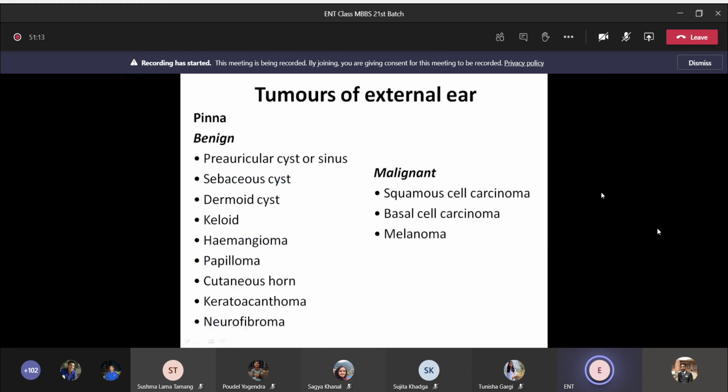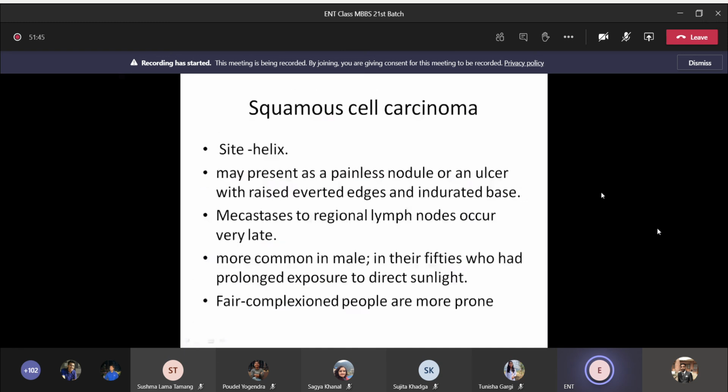Now the tumors of the external ear. First, the pinna. In the pinna, there could be benign or malignant tumors. Benign ones include preauricular cyst or sinus, sebaceous cyst, dermoid cyst, keloid, hemangioma, papilloma, cutaneous horn, keratoacanthoma, neurofibroma. And the malignant ones include squamous cell carcinoma, basal cell carcinoma, and melanoma. I'll be briefly touching upon the malignant ones.